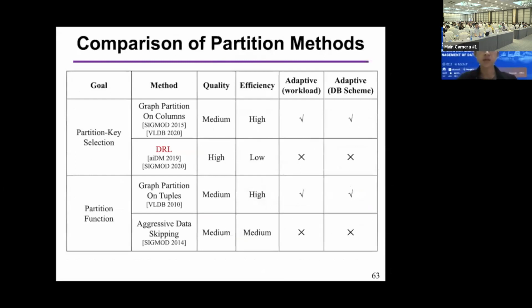In this table, we have summarized the differences of the partition methods. And we can see the learning-based methods, like DRL for the partition selection, can achieve the highest quality by considering more partition-related features and using the RL-based agent to explore and exploit the selection policy. However, this still has very poor adaptability for different workloads and data schemes.